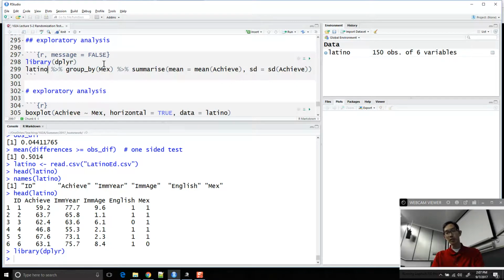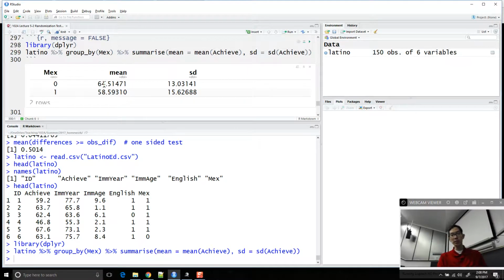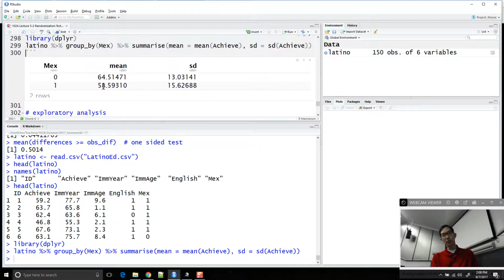We just take our dataset Latino, group by the column Mexico, and then summarize, getting the mean and the standard deviation of the achievement column. When we do that, this is what we get. Those from Mexico have a mean of 58.6, and those who are not have a mean of 64.5. Standard deviations are around 13 and 15.6. The question is, is there a significant difference between these two values? That's what we want to know, right?